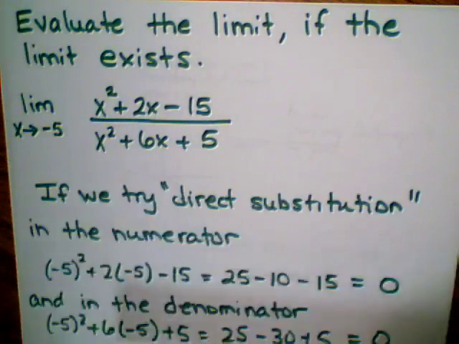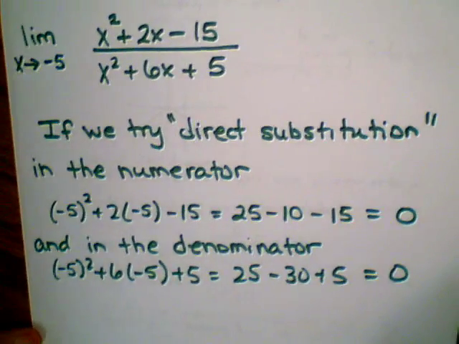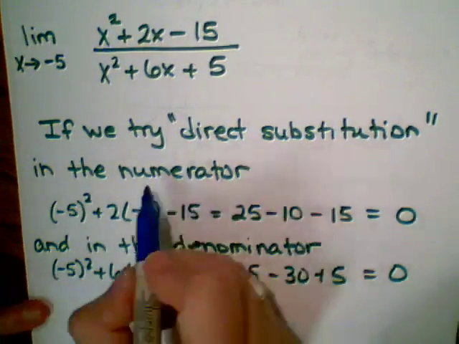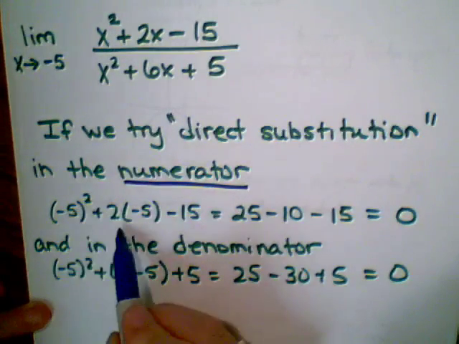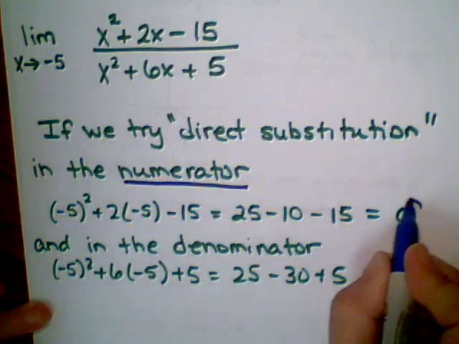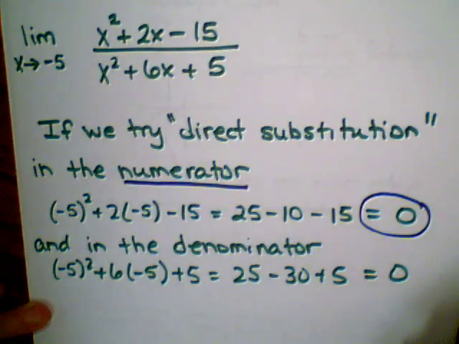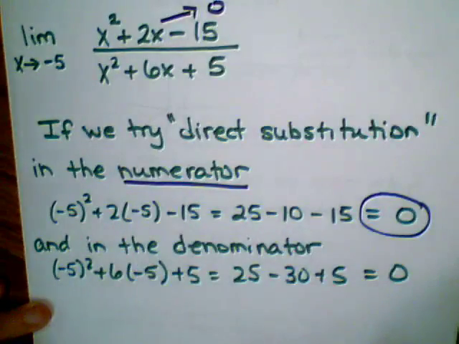So we try direct substitution. And I'll let you double check my calculations. In the numerator, we'll get -5 squared plus 2 times -5 minus 15. That sum equals 0. Now that's not a problem. It's okay if the numerator goes to 0.